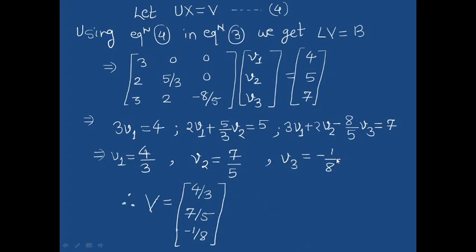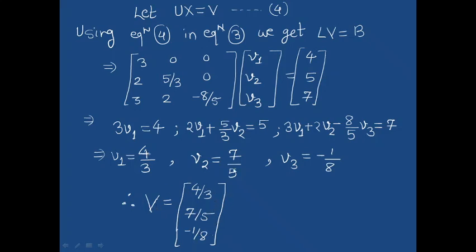As we are getting the unknown from the first equation, this process of obtaining the solution is called forward substitution. We are getting it from the front side, from the first equation. So this is called forward substitution. By forward substitution I am getting the value of V, that is V1, V2, V3.